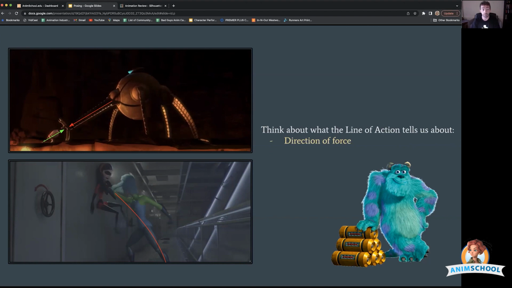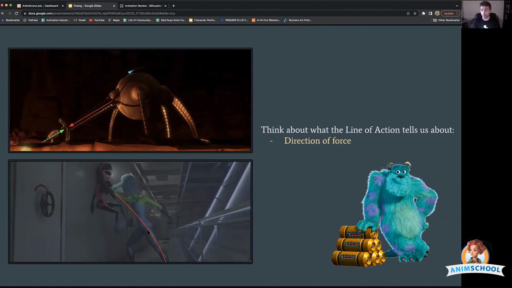But we get a lot of information from the pose, right? That he's fully outstretched. All of his weight is pushing against this machine. So we get all that information right away from the line of action. And then this is a great image from Incredibles 2, where, again, we have this nice, clear line of action going from this character's foot straight through her body, up through her arm. And we can tell that she's just like smashed Violet up against the wall, because we can see the direction of force from her pose and from this line of action.